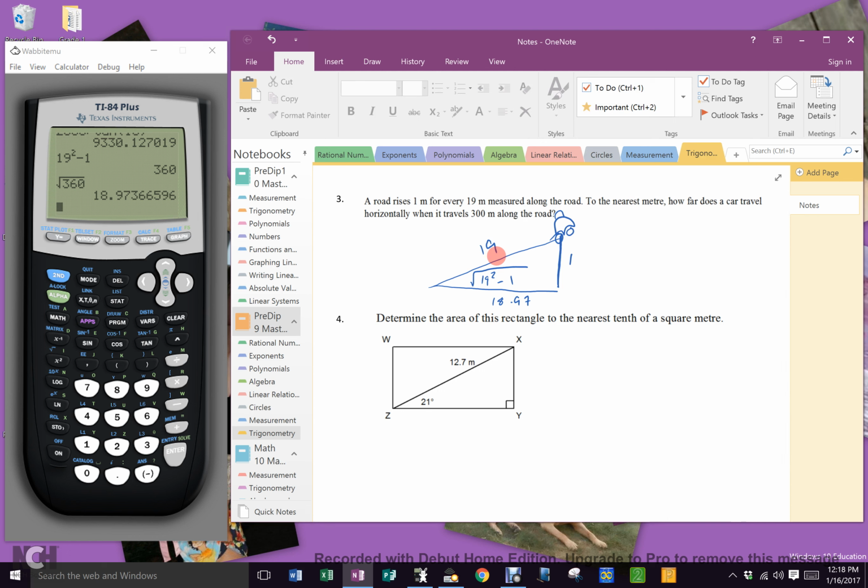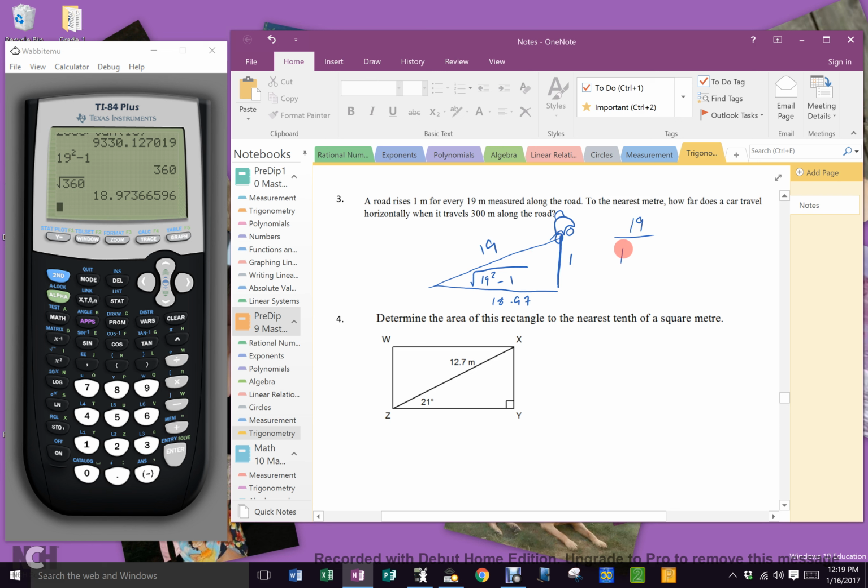300. 300 horizontally. Not 90. When I travel 300 meters along the road, if 19 moves me 18.97, how far will 300 move me? And do proportions. Got to do proportions, don't I? Yes.